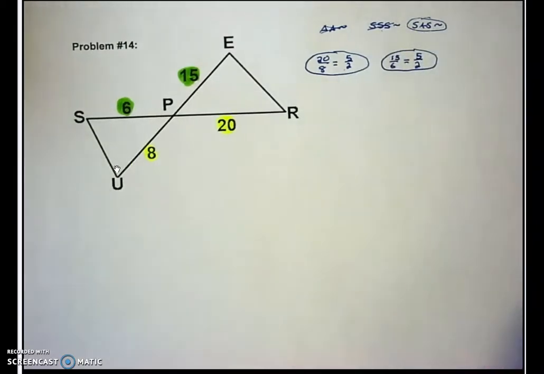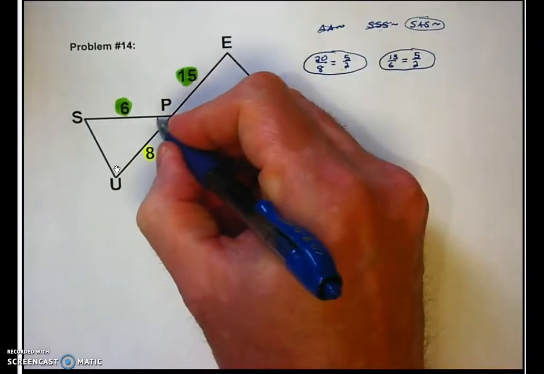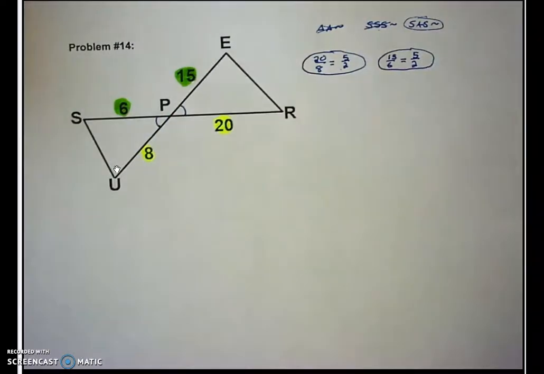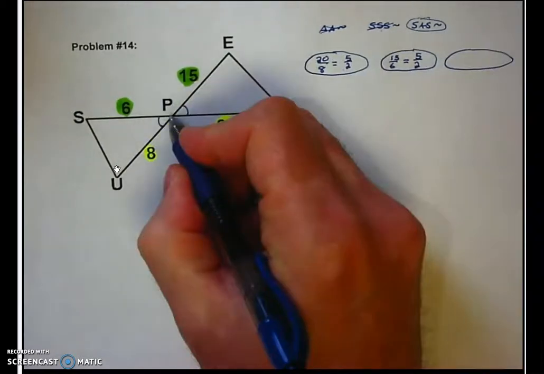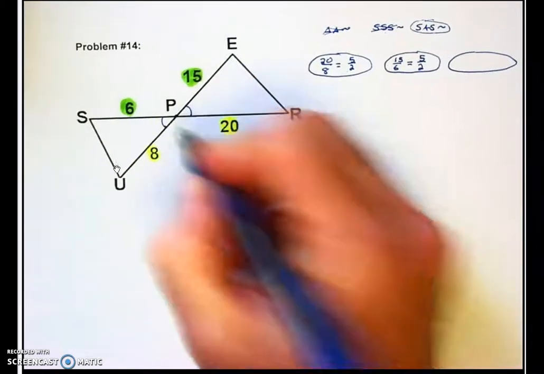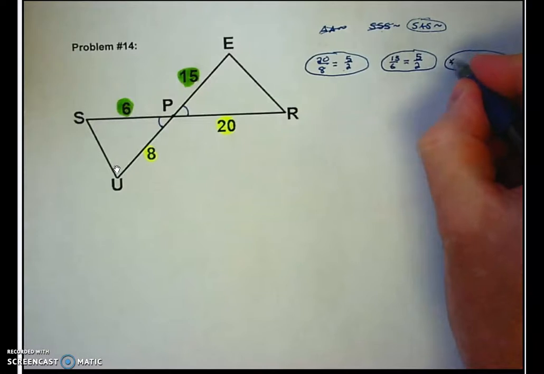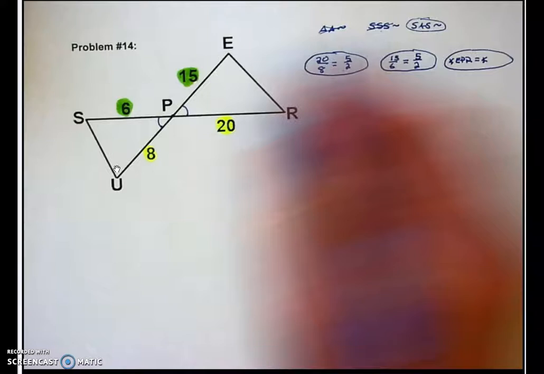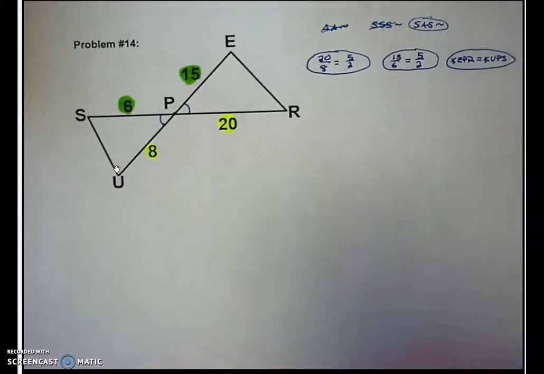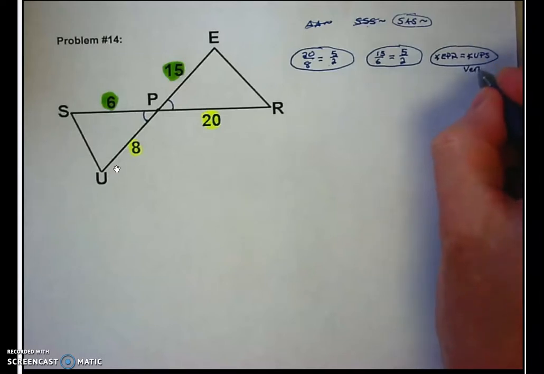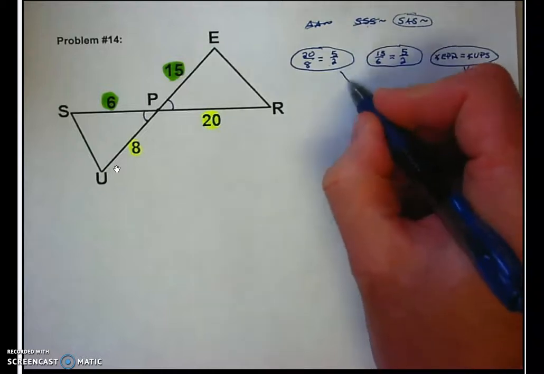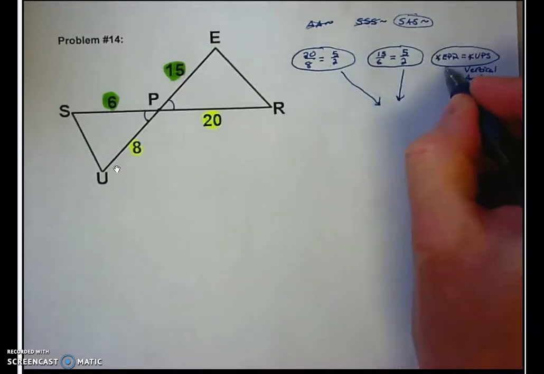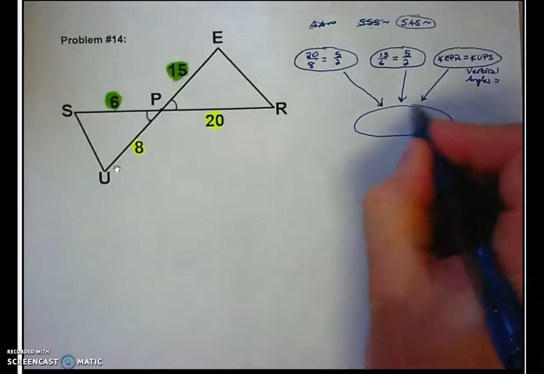So we have two sides, but what about an angle? Well, notice that vertical angles are equal. So I can say, and again, we can't call this P because you don't know which angle you're talking about, angle EPR is equal to angle UPS. And anytime you're dealing with something that wasn't given to you, you have to give a little reason. So I'm going to say vertical angles are equal. And we have all three bits of information that we need in order to say these two triangles are similar.